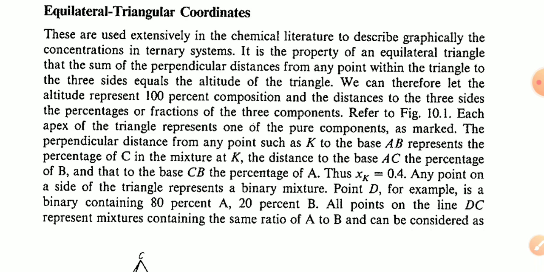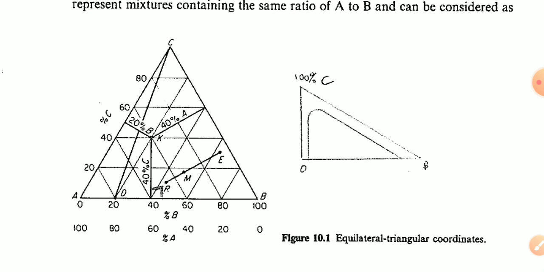All points on the line DC represent mixtures containing the same ratio of A to B, and they are considered as this point A, B and C.